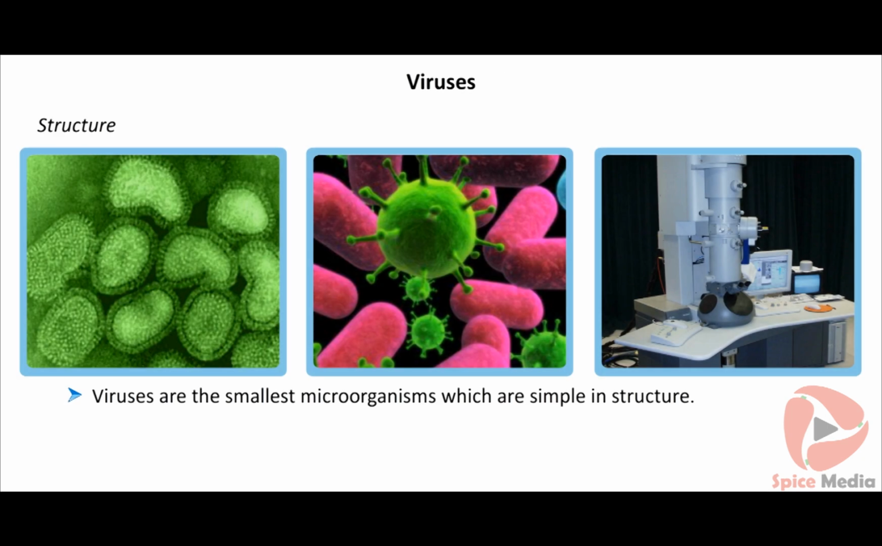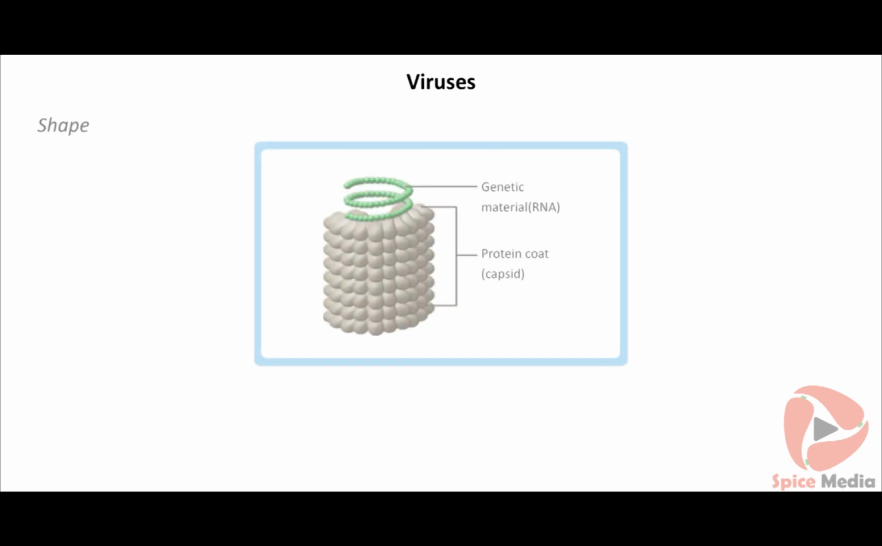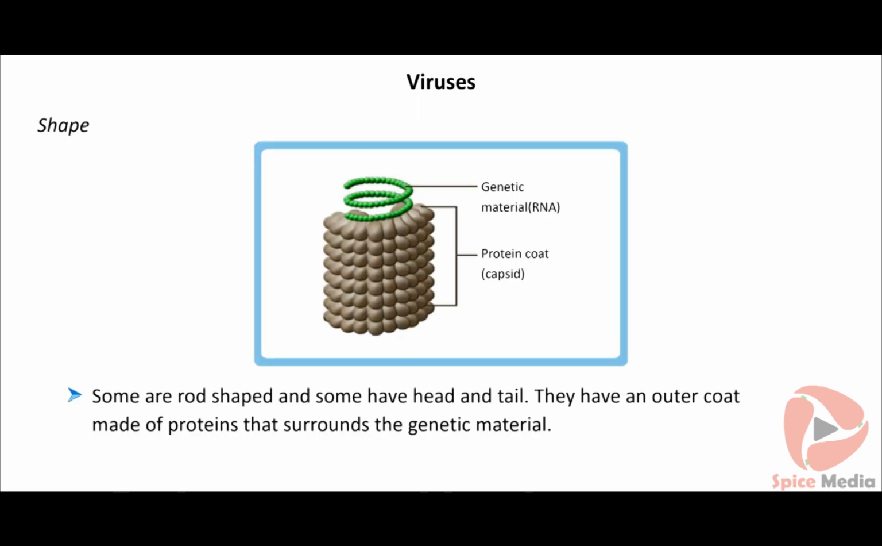Viruses are the smallest microorganisms which are simple in structure. They can be seen only with the electron microscope. Some are rod-shaped and some have head and tail. Viruses have an outer coat made of proteins that surrounds the genetic material.